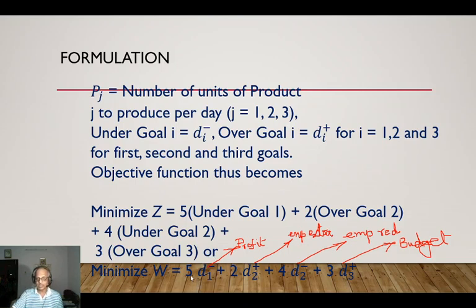Or minimize 5 d1 minus, this is the profit constraint, this is the employment extra constraint, this is employment reduction, and this is the budget. 3 is for budget. So from here you can make out that employment reduction, first priority is profit 5, this is 4, and this is 3, and the last priority is extra employment. That means in case it is necessary, you can employ something extra if it comes so.